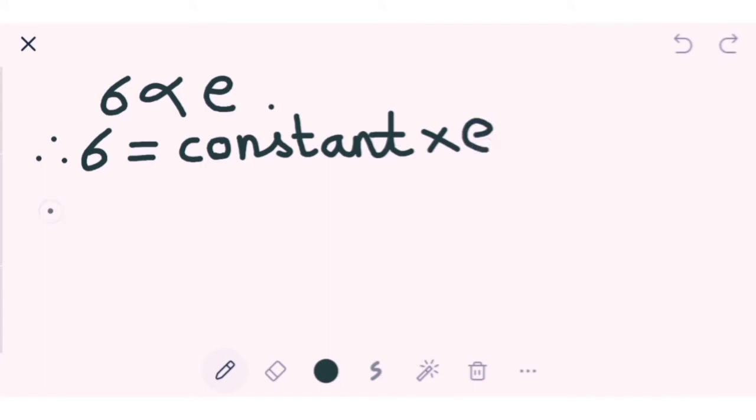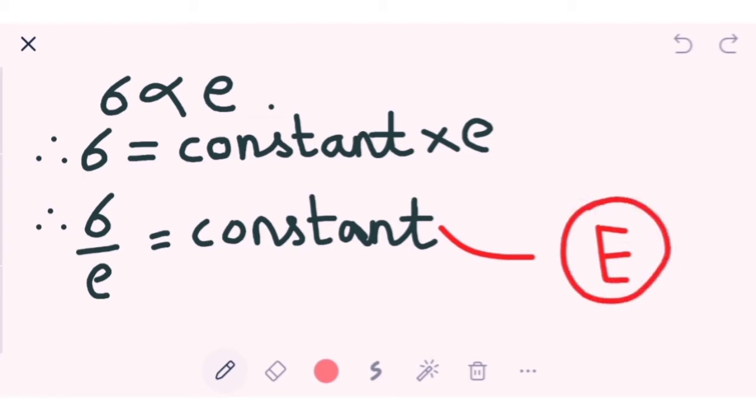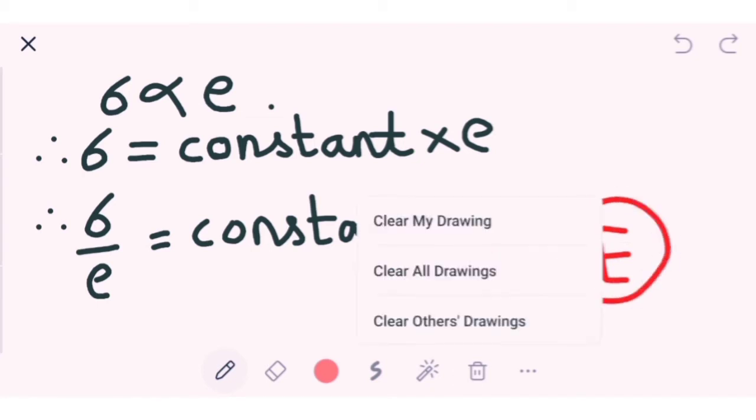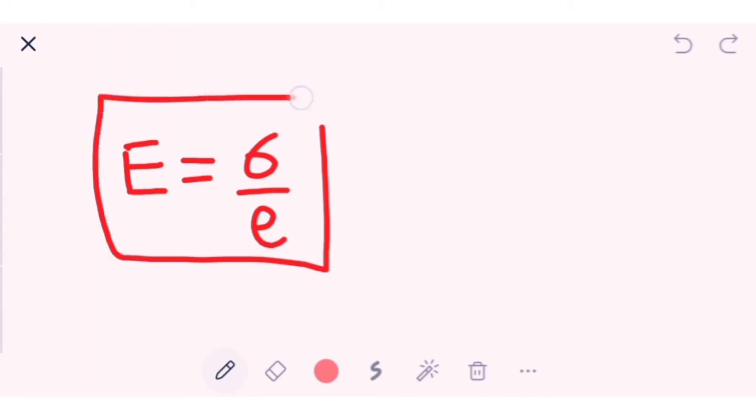Now let's take this e on the left hand side. We will get our equation: sigma upon e is equal to constant. Now this constant is nothing but the modulus of elasticity, or Young's modulus, and it is denoted by capital E. So now we have a new equation, that is capital E is equal to sigma upon small e. The unit of sigma is Newton per mm square and e is unitless. Therefore the Young's modulus unit will be Newton per mm square.